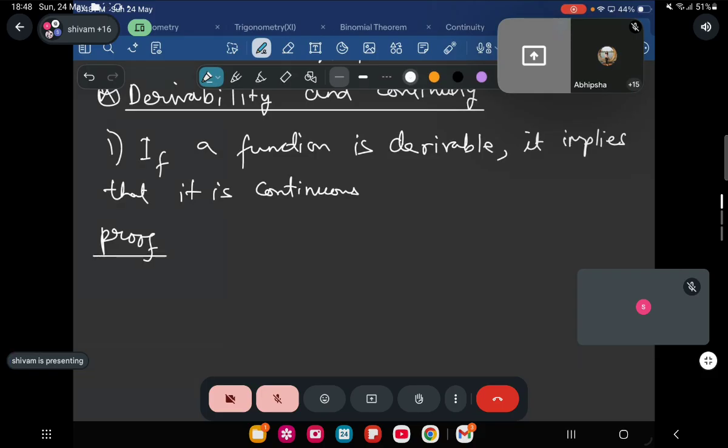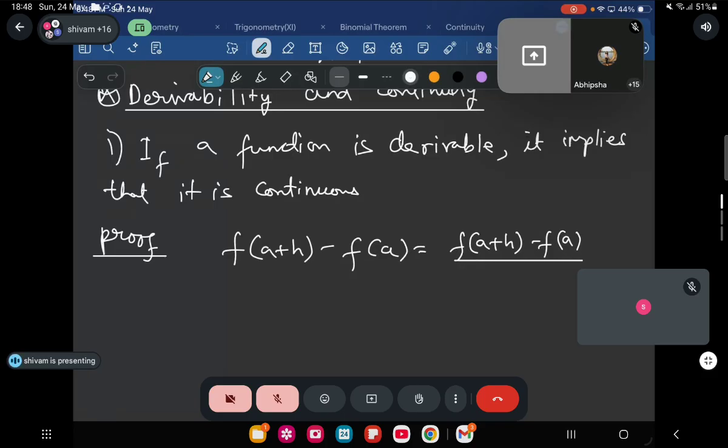So everyone, the function is derivable. That means f of a plus h minus f of a, can I write it as f of a plus h minus f of a divided by h, multiplied by h? I have multiplied and divided by h. Are you people getting?